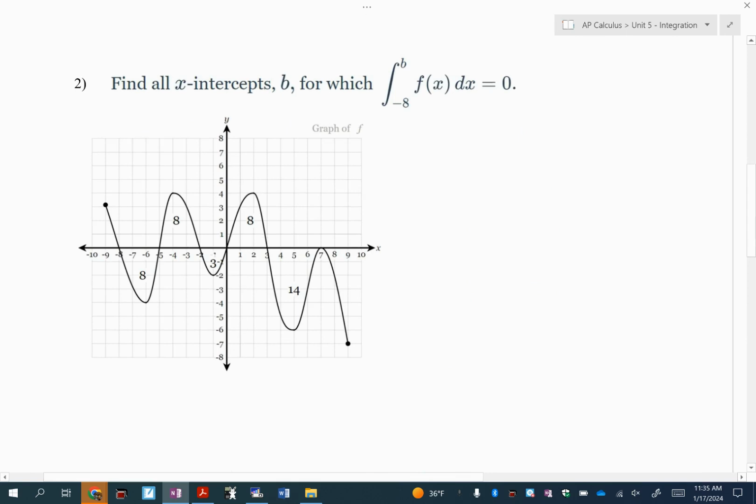All right, so here we go. Number 2 says find all x-intercepts b for which the integral from -8 to our value b, so we're going to pick some numbers for b, would make this integral become 0. So I was trying to use the very first one that I talked about with you guys before we did this. Whenever you see 0, the easiest one to do is to make this letter b the same value as the other limit of integration. So one of my answers will be -8, because if I make the integral from -8 to -8, that value will be 0.